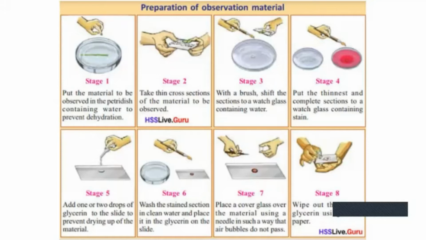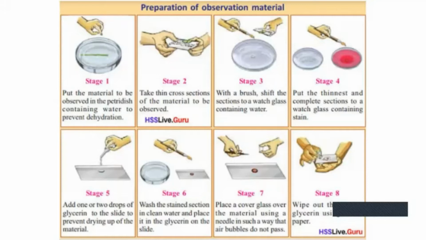Then we take a thin, clear cross section that is not broken or torn anywhere, and we wash the stained specimen again in order to remove the extra stain. We have already kept a drop of glycerin on the center of the slide. So on that glycerin we are keeping that perfect cross section of the specimen.